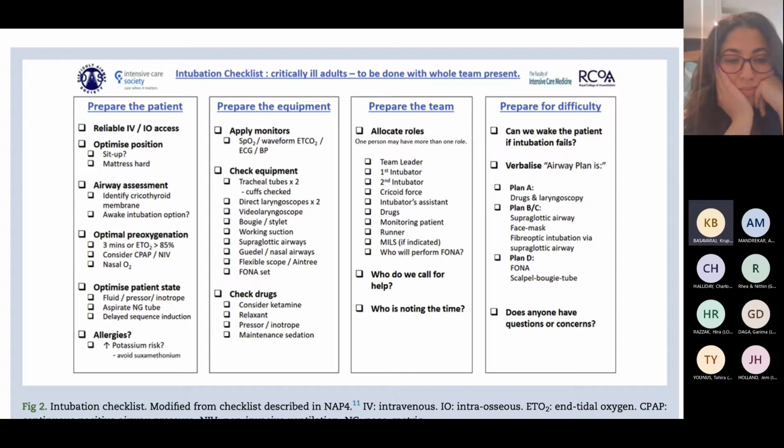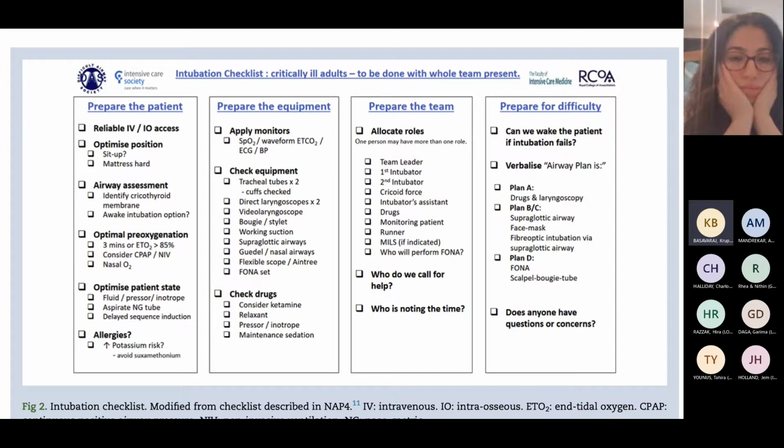If there is an NG tube, make sure it's aspirated, and as a protocol on the ITU, I've seen that they always keep the NG empty and they aspirate it. And is delayed sequence induction an option? We'll think again at that point in time. Any allergies, like burns or succinylcholine apnea, one of those, they can all cause an increase in the potassium, which can be quite harmful to the patient.